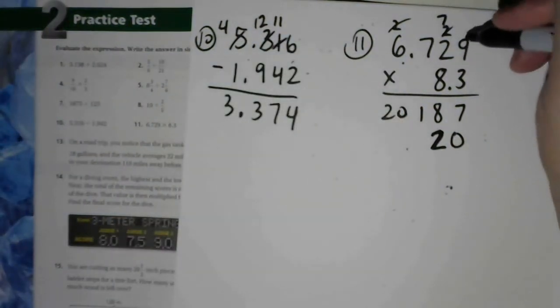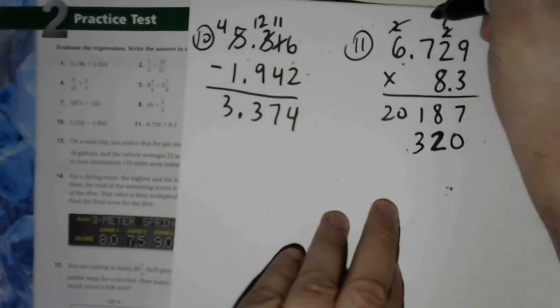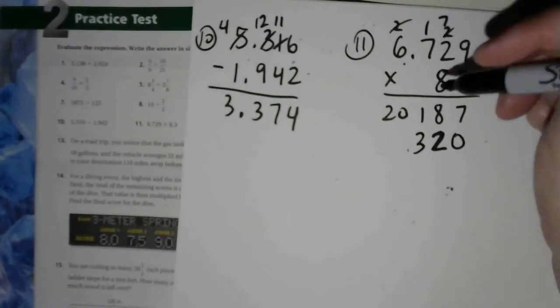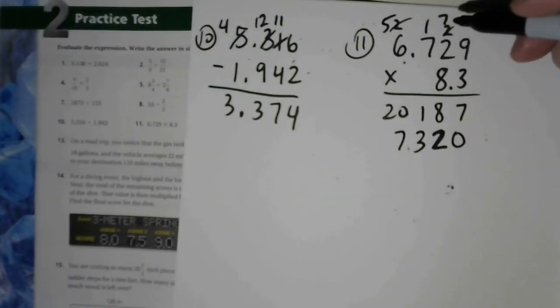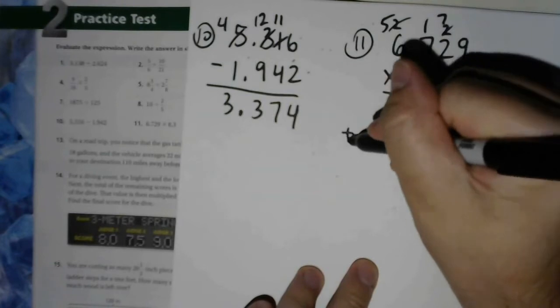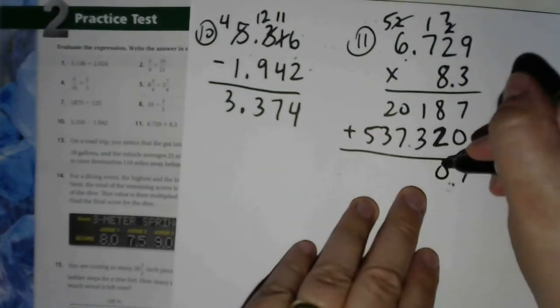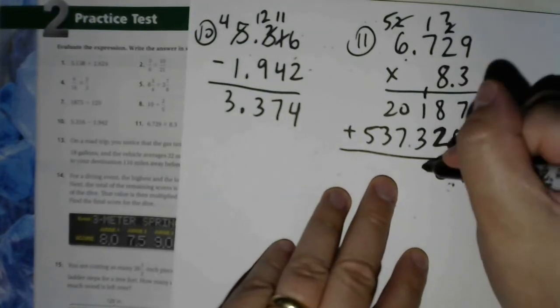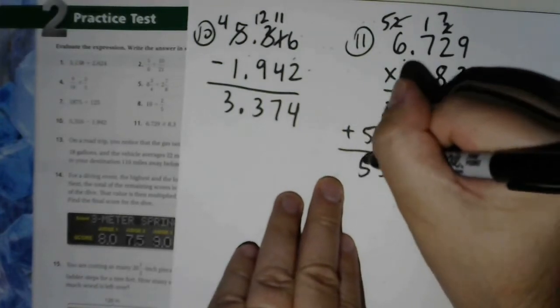8 times 2 is 16, plus 7. Oh, man. 16 plus 7 will be 23. 8 times 7 is 56, plus 1 is 57. And 8 times 6 is 48, plus 5 is 53. Add them together, because remember, we're multiplying. 7 plus 0 is 7, 8 plus 2 is 10, 3 plus 1 is 4, plus 1 is 5, 0 plus 7 is 7, 2 plus 3 is 5, and 5 plus nothing is 5.